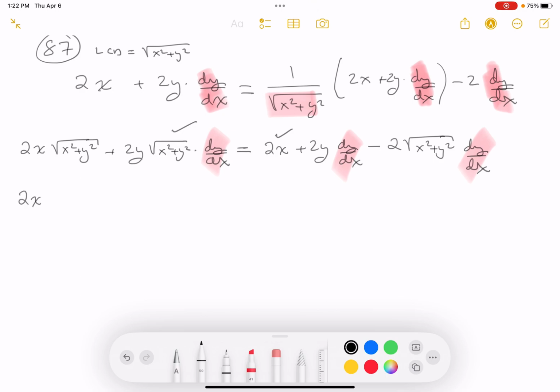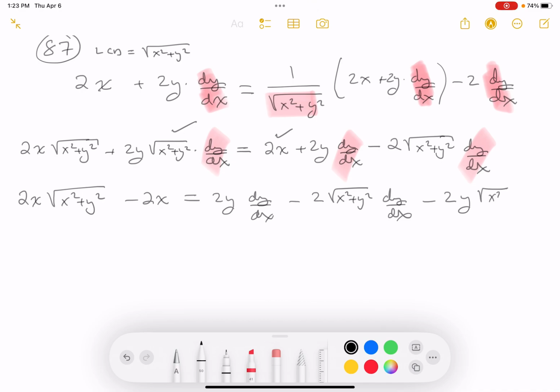You get 2x, the root of x squared plus y squared, minus 2x, and I'm going to do this over here, equals, well, I'm going to write this down as 2y dy/dx, and then minus 2 times the root of x squared plus y squared dy/dx. I'm sorry, I should have said that. And let's see what else I get. I get minus 2y, the root of x squared plus y squared dy/dx. So the dy/dx is all on one side, right?